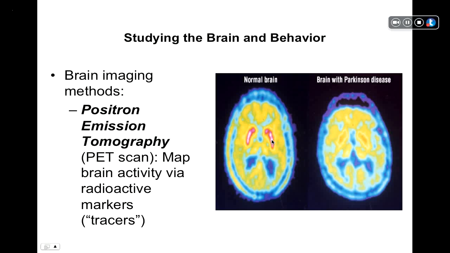So this is a normal brain. This is a brain with Parkinson's disease. So this gives you a nice real-time image of what's happening in the brain because of these radioactive markers binding with glucose molecules.